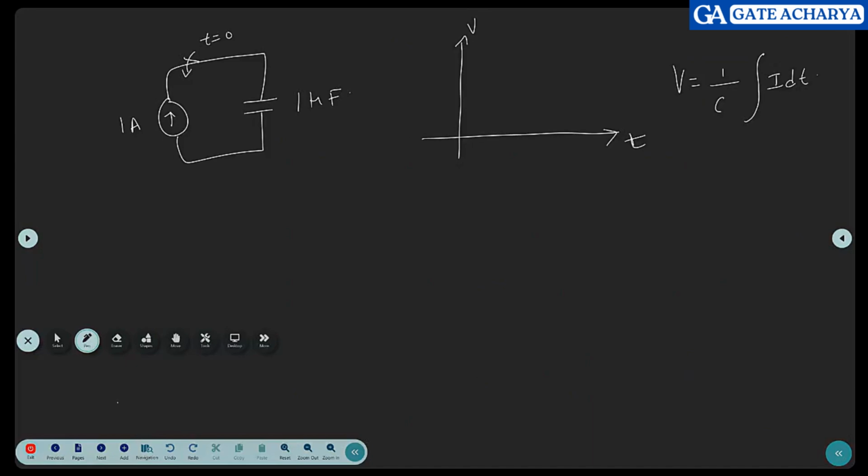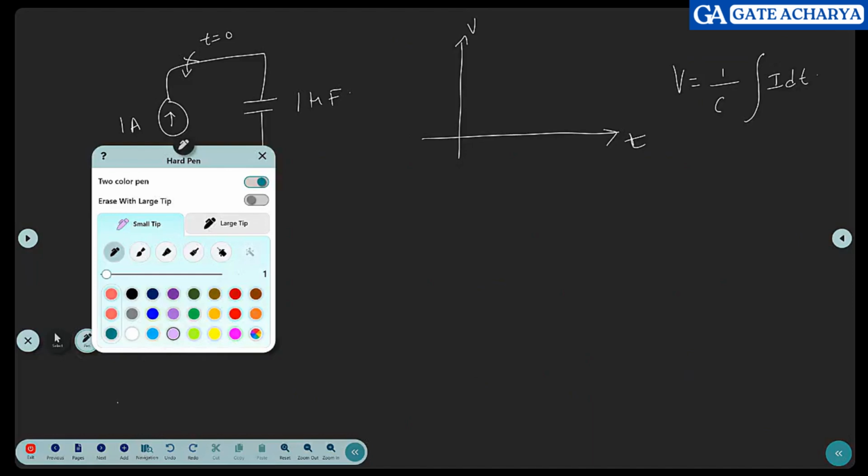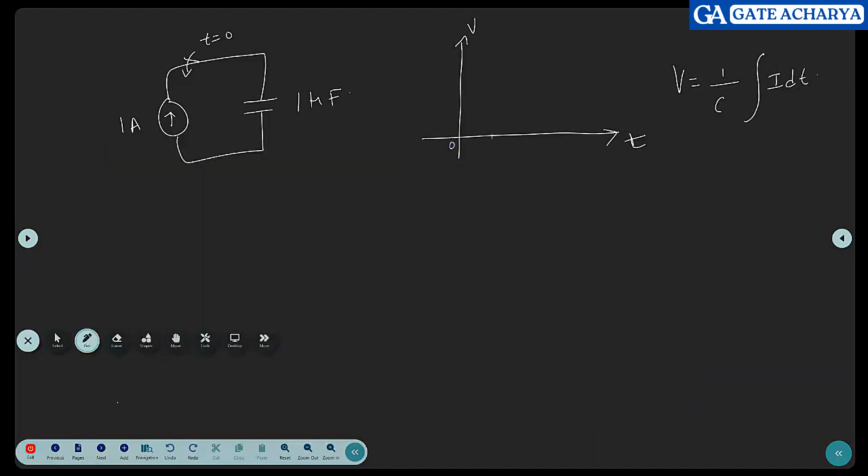Maybe I should ask like this. What is the voltage at t equals 0? What is the voltage at t equals 1 second? What is the voltage at t equals 2 seconds? Tell me like that.